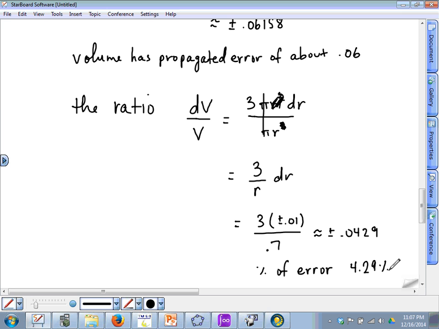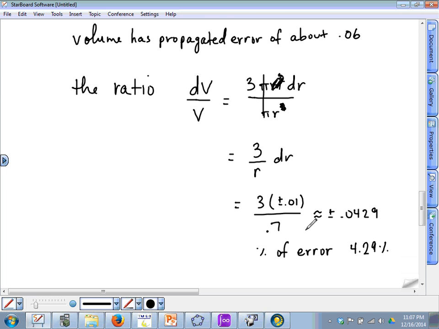So in your homework and on the exam review and on the exam itself, it's going to ask for the propagated error. And then it's going to ask for the percent of the error. That's what this is right here.